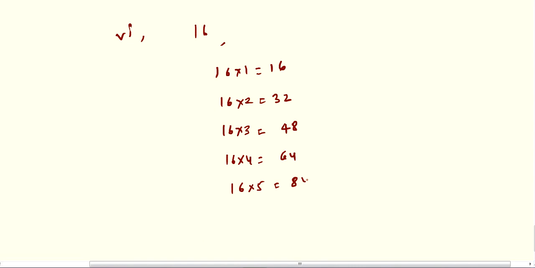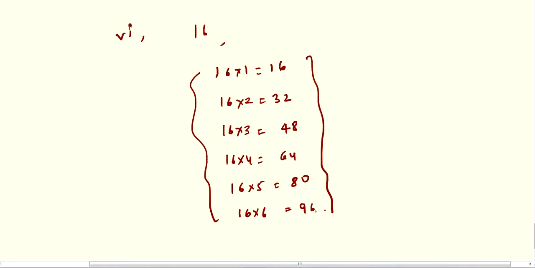So 16 into 1, 16. Like this you have to write. 16 into 2 equals 32. Then 16 into 3 equals 48. Then 16 into 4, 64. Then 16 into 5 equals 80. Then 16 into 6 equals 96. So these are the first 6 multiples of a given number. In this way you have to write your answers.